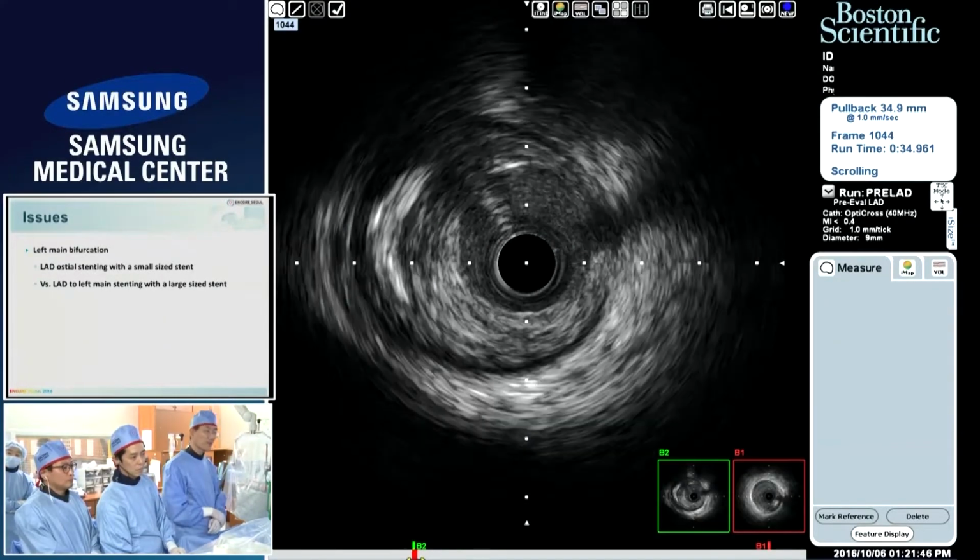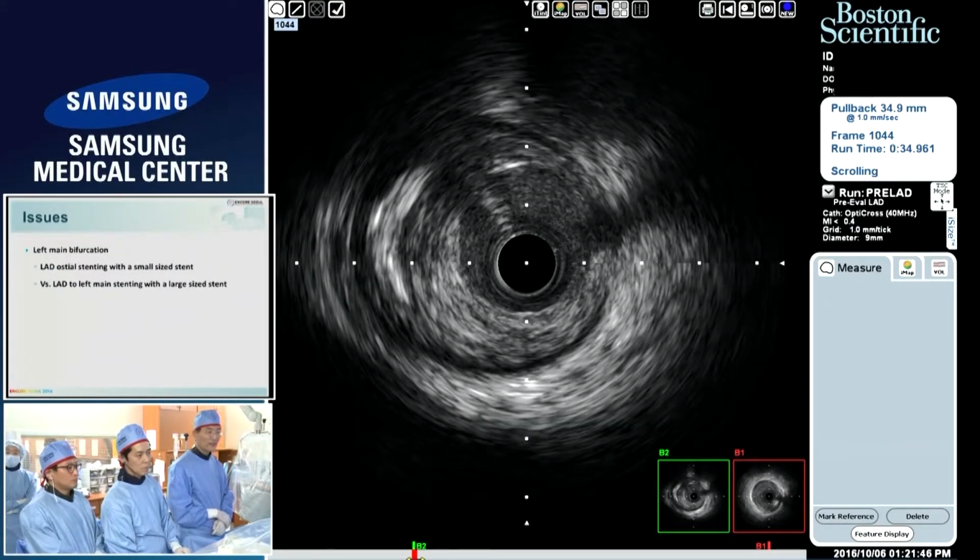Vessel size is more than 4.0, and lumen size is less than 3. So it's quite painstaking to finish the end of the scaffold here. What do you think? Do you prefer to cross over to the left main or just stop at the LAD?